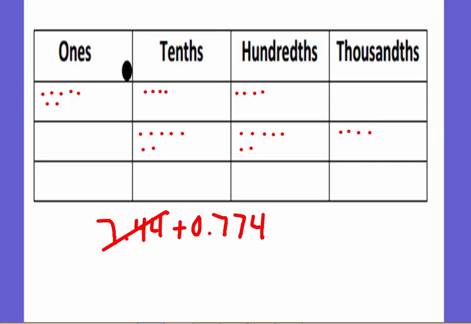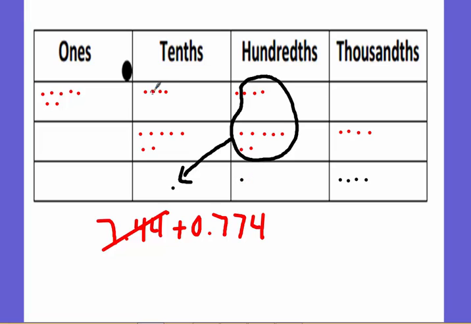Looking for groups of 10 now. There's no trading in my thousandths, so it's still 1, 2, 3, 4. But here I have 7 plus 4. Here's a group of 10, 1, 2, 3, 4, 5, 6, 7, 8, 9, 10. What is wrong with that? Remember, I'm trading these groups of 10. I don't add them straight down. I'm taking 10 hundredths and trading them for 1 tenth. All I have left to add is this one little dot that I didn't trade.